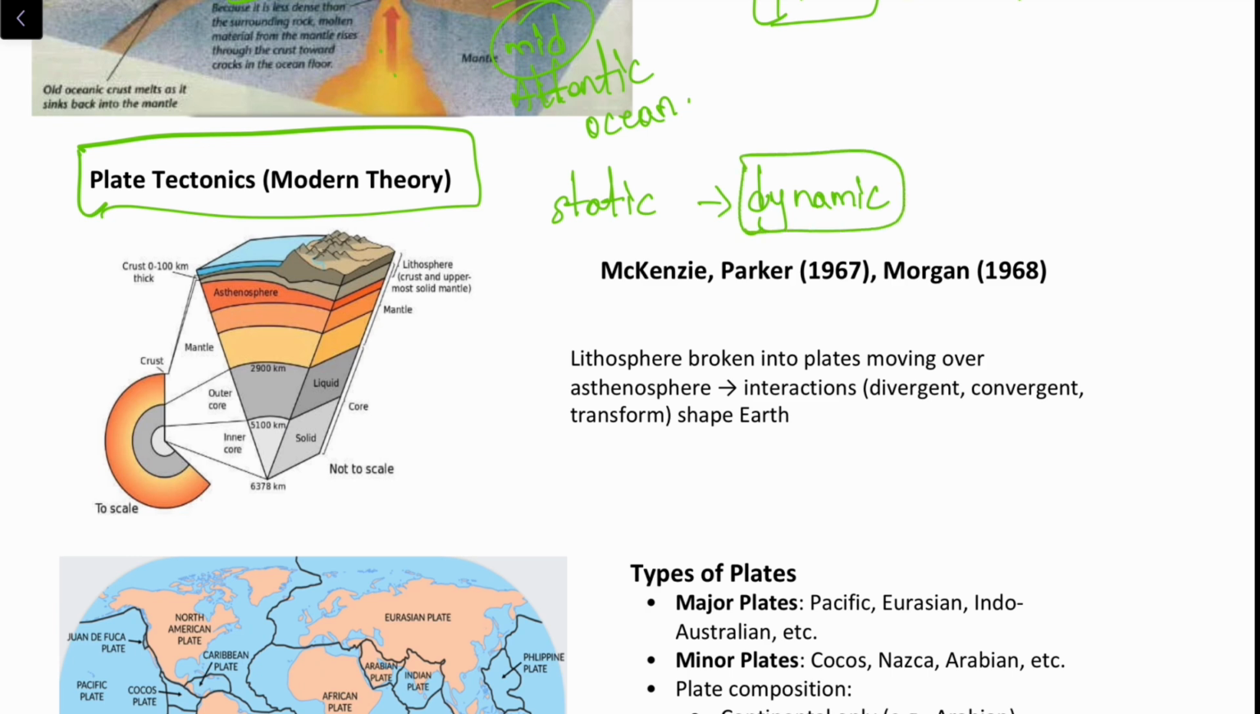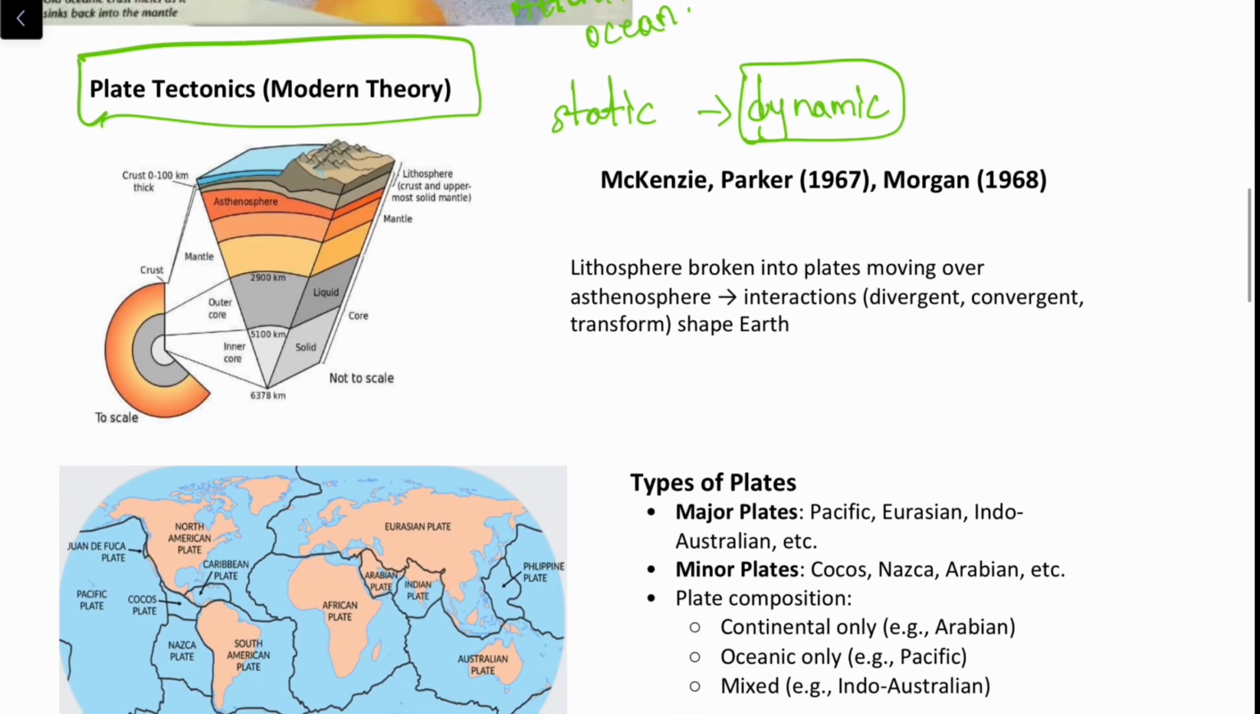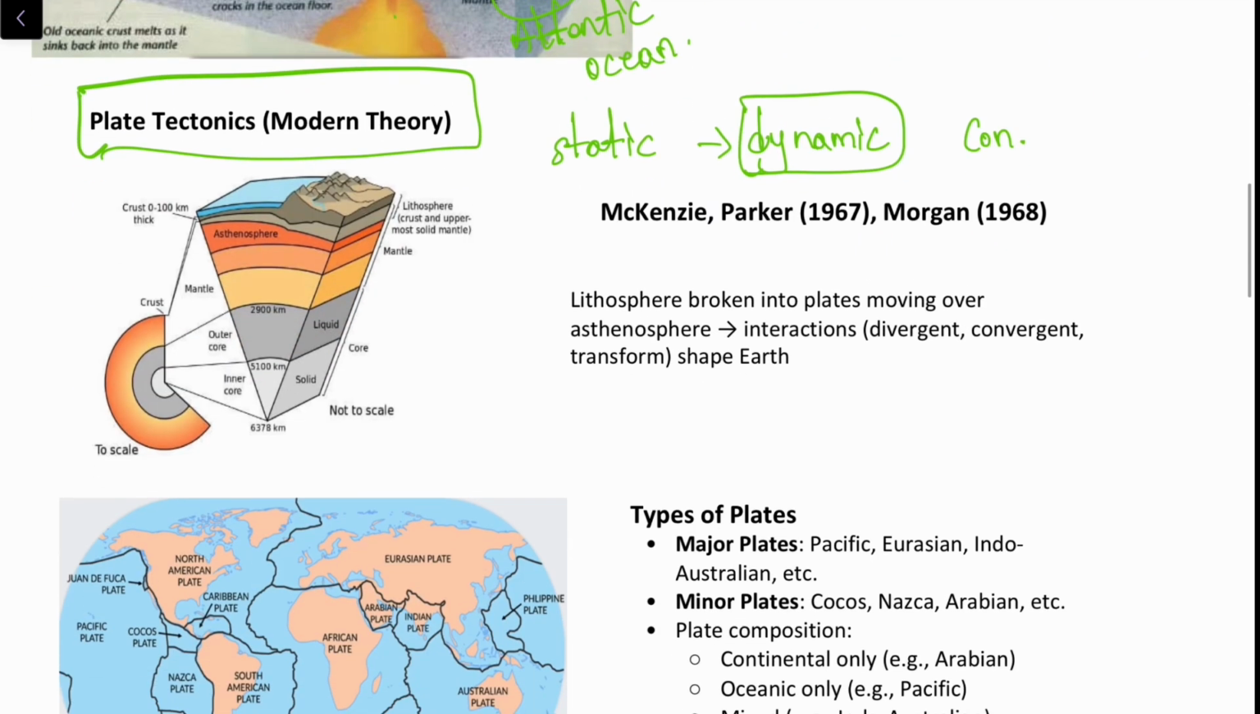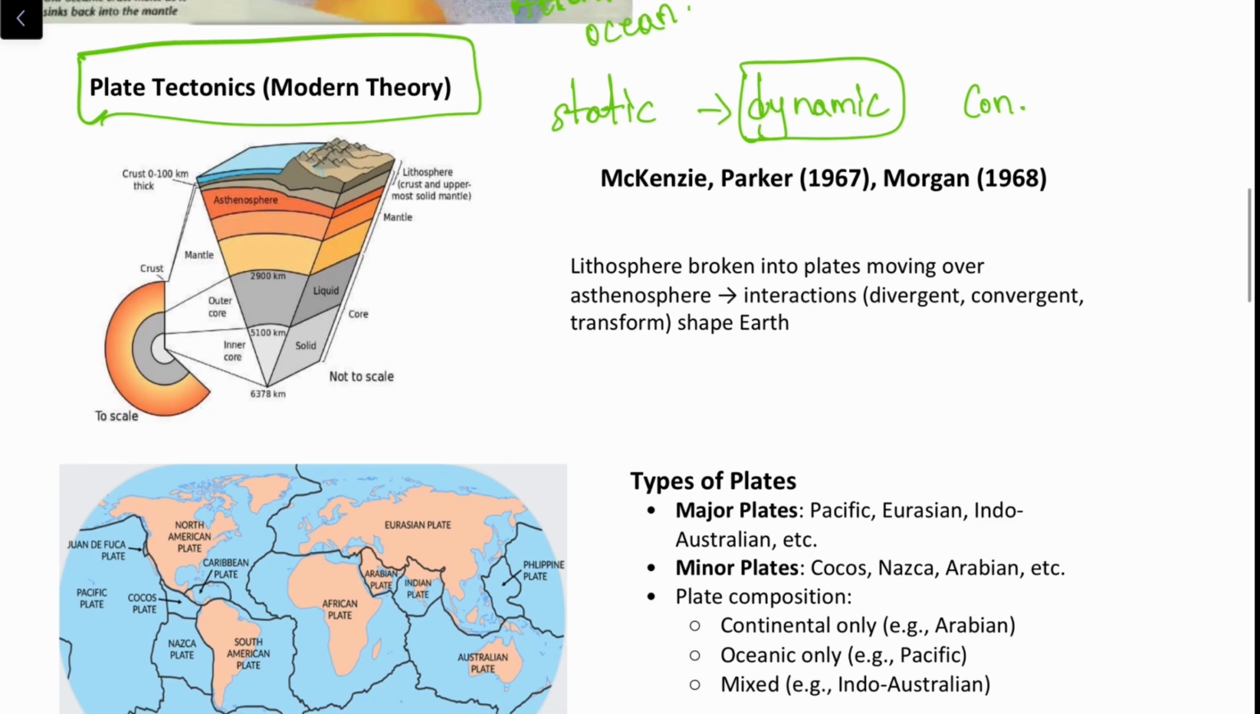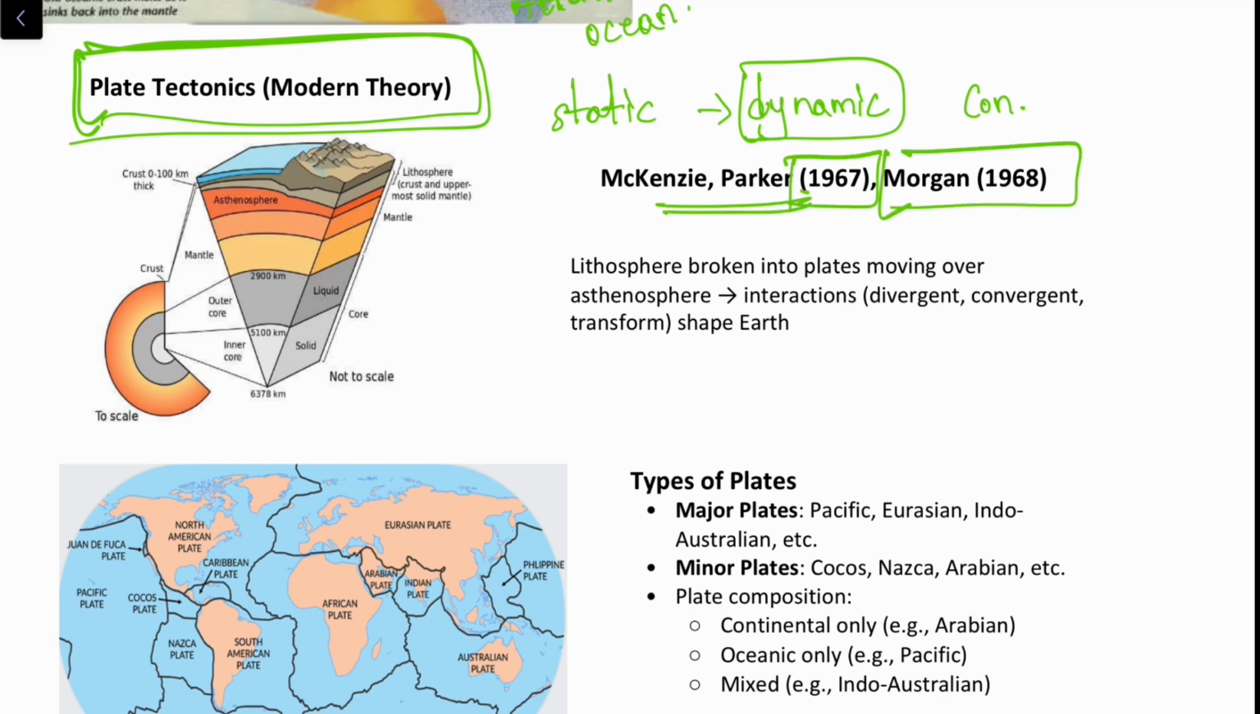And the proof was given or evolved from the various theories like the convection currents theory and the seafloor spreading theory. Okay, now we will speak about the plate tectonics theory, that is the modern theory which was proposed by McKenzie and Parker in 1967 and Morgan in 1968.